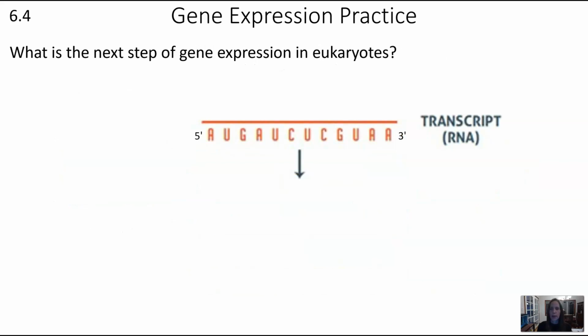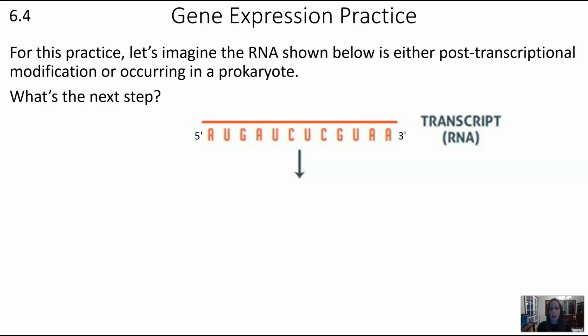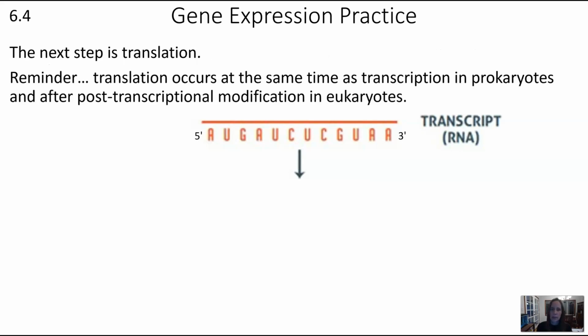All right, so here we have our transcript. What's the next step of gene expression in eukaryotes? That's post-transcriptional modifications. Remember, we get a cap, a tail, and exon splicing. We're not going to see that in this practice. We're trying to keep this simple, so let's just assume those already happened. What's the next step? Next step is translation. Reminder that translation occurs at the same time as transcription in prokaryotes and after post-transcriptional modification in eukaryotes.